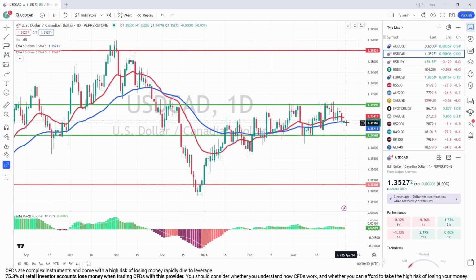So just follow the momentum on the smaller time frames if you really want to trade the US dollar CAD, and just keep it inside those channels until we see a daily close on either side. But it has been a very strong channel for quite some time now, basically for nearly all of 2024. And we're not going to do anything different until it actually does break out.